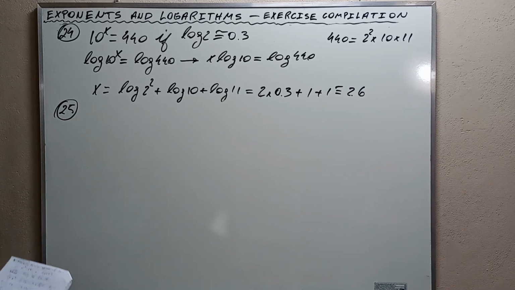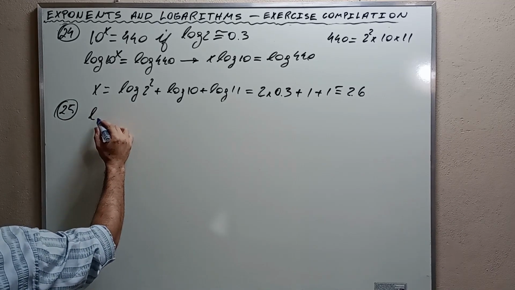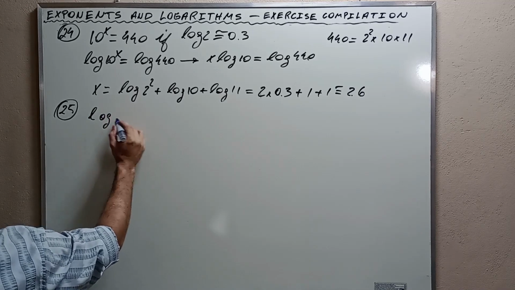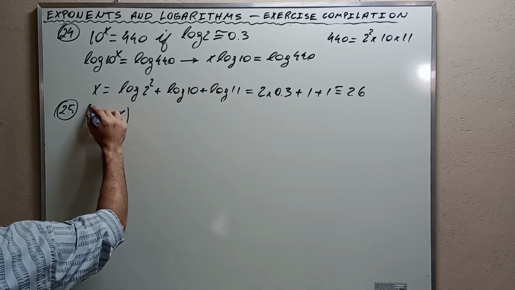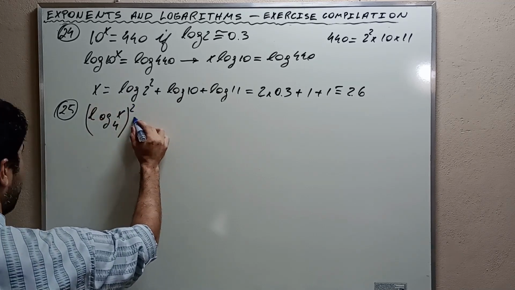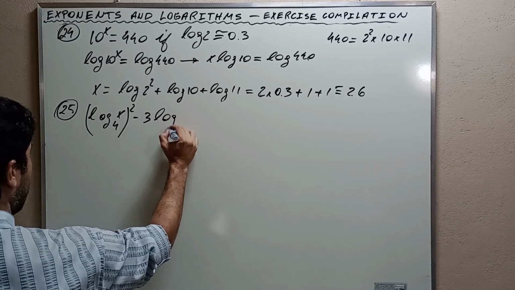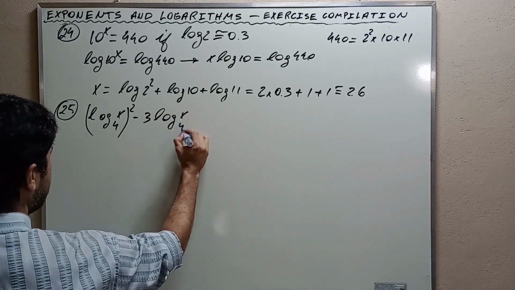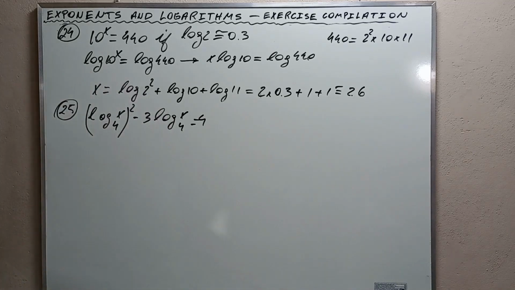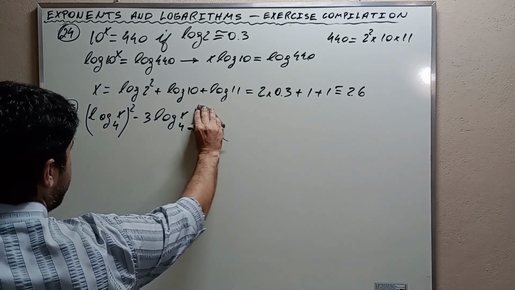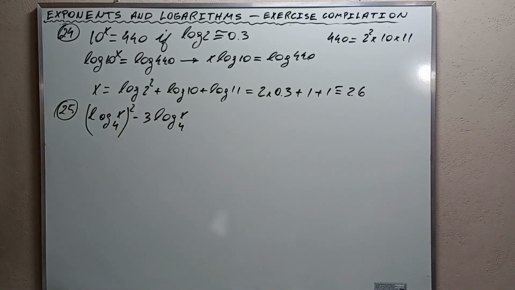Solve the equation. You're going to have an equation like this. The logarithm of x base 4 squared minus 3 times the logarithm of x base 4 is equal to 4. Okay? This is the equation.